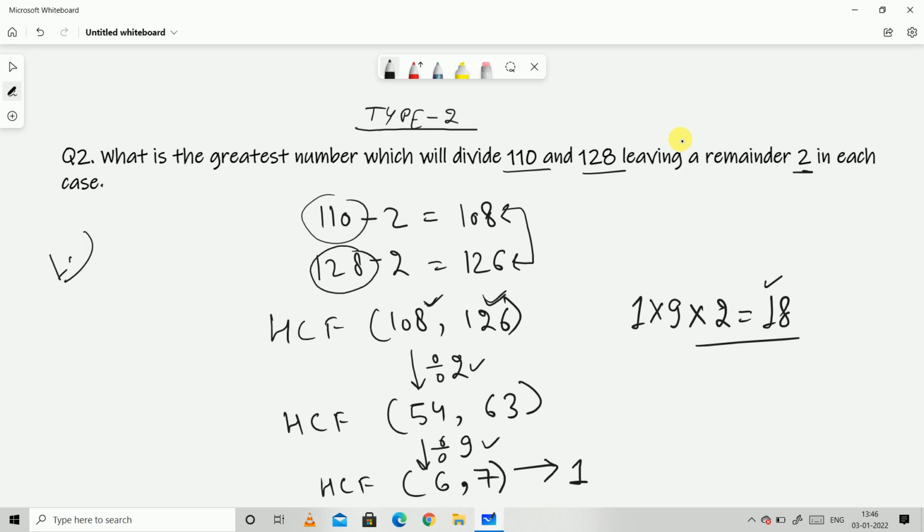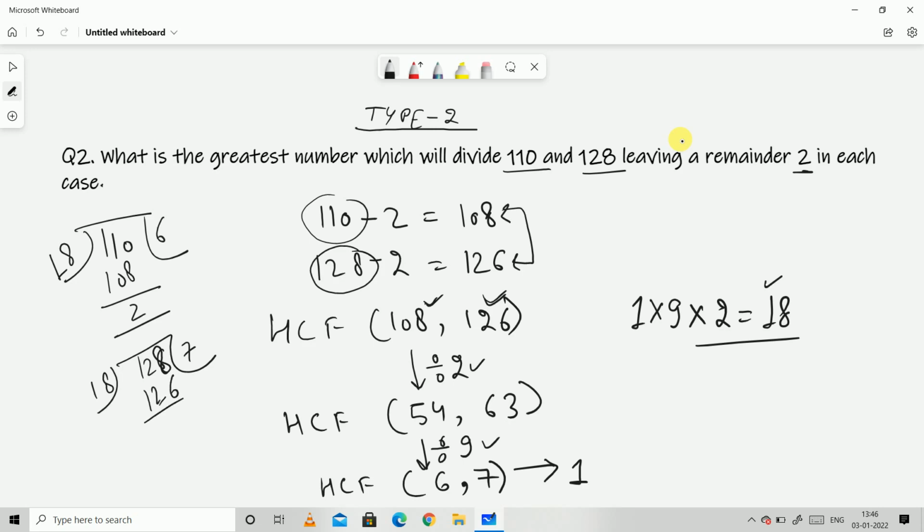You can check also, you can verify. If I divide 110 by 18, it will go 6 times, it will be 108 and 2 will be the remainder. And in case of 128, so 18's 7s are 126 and you will again be left with 2. So see, in case of 110 and 128, it is leaving the remainder 2 in each case.